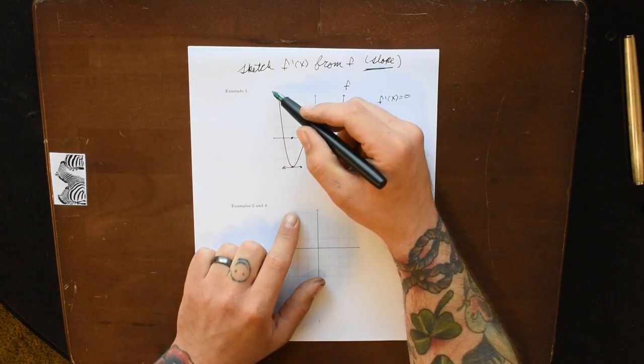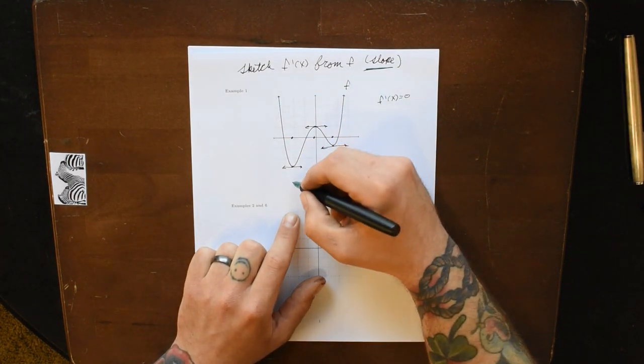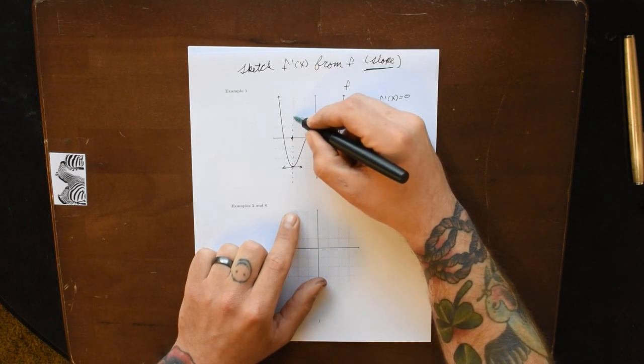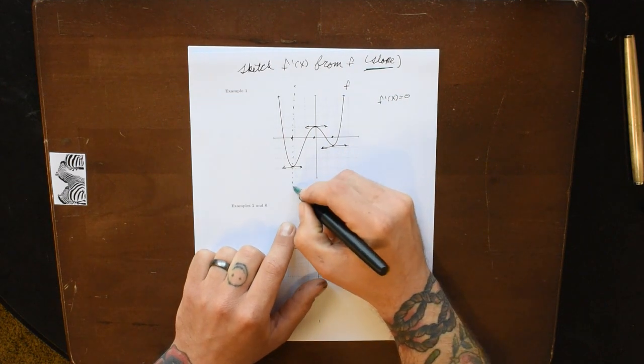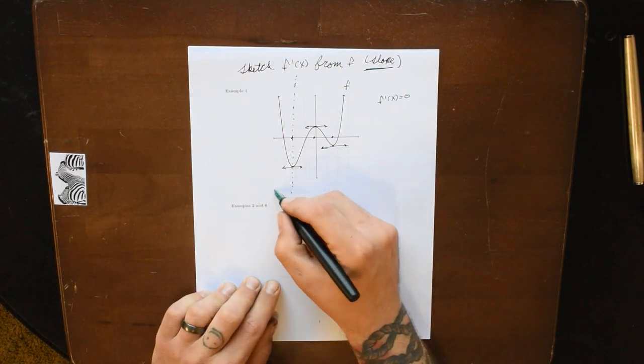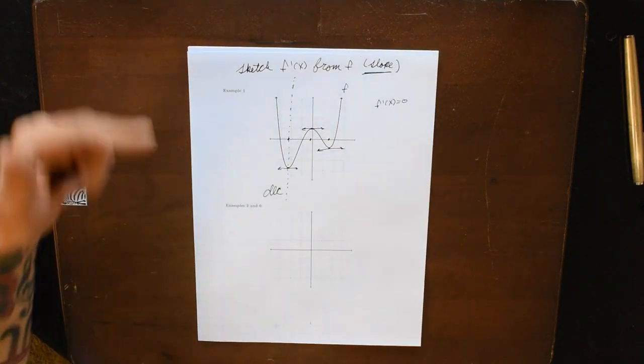So right here, all through this section, the function is decreasing. And I'm just going to write DEC. The function is decreasing, it's going down.